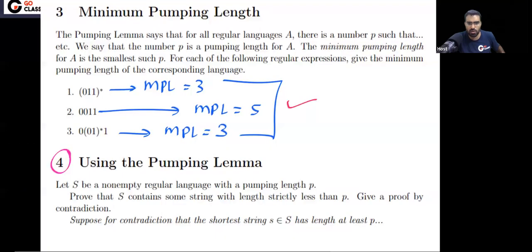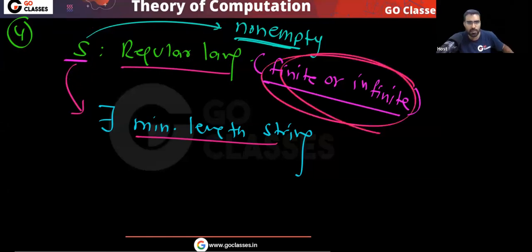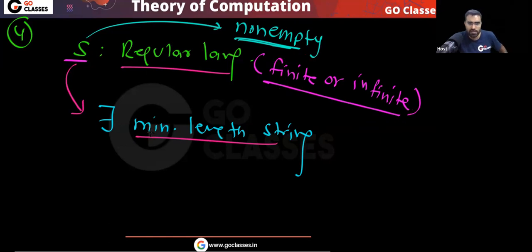So let's come to our question number 4. S is a non-empty regular language, so there is at least one string in this language S. Now this S can be finite or infinite. But whatever language you take, there will be a minimum length string. Yes or no? There exists a shortest string.